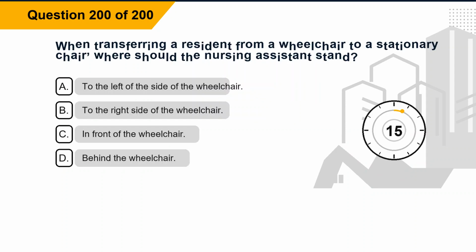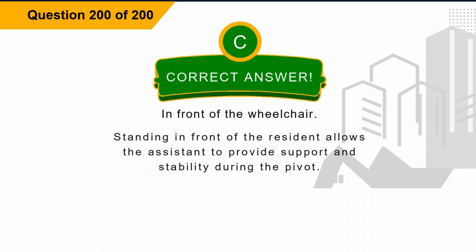Question 200. When transferring a resident from a wheelchair to a stationary chair, where should the nursing assistant stand? Option A. To the left of the side of the wheelchair. Option B. To the right side of the wheelchair. Option C. In front of the wheelchair. Option D. Behind the wheelchair. The correct answer is option C. In front of the wheelchair. Explanation. Standing in front of the resident allows the assistant to provide support and stability during the pivot.